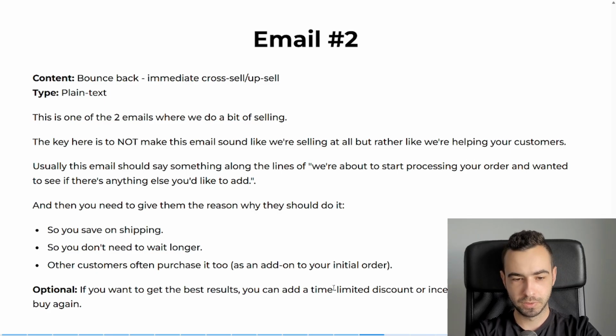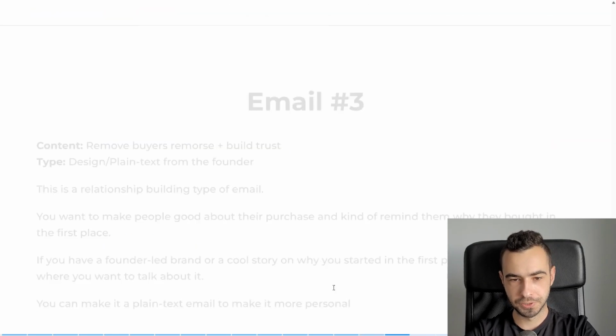Some of the examples would be, if there's anything else you would like to add so you save on your shipping, so you don't need to wait longer for the next order, or that other customers often purchase this too, so you can have it as an add-in to your initial order because it's going to help you with XYZ. Again, make it sound super soft and simple, not like you're pushing people to make the purchase. Like, hey, we just thought it would be helpful to ask if you would like to buy anything else. That's it. And as an optional thing, if you want to get the best results possible, you can add a time-limited discount or incentive that will make them buy again pretty much 1 hour after they make the purchase.